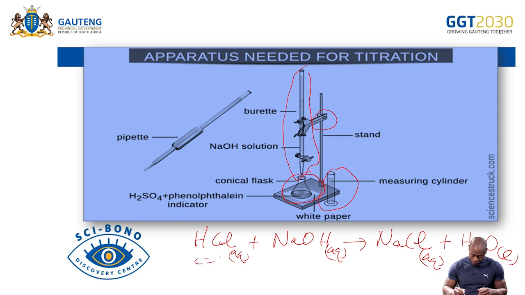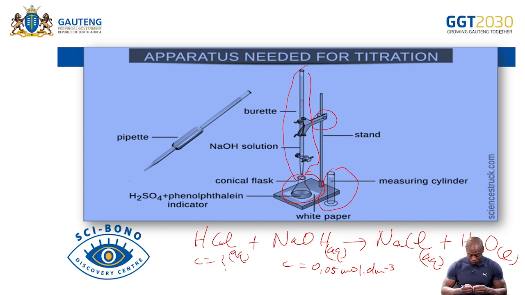You don't know the concentration of hydrochloric acid, but you know the concentration of the sodium hydroxide solution. Let's say the concentration of sodium hydroxide is 0.05 mole per cubic decimeter. So how can we get the concentration of hydrochloric acid experimentally? You can use titration to get that. The concentration of sodium hydroxide is known, so sodium hydroxide is going to be our standard solution.